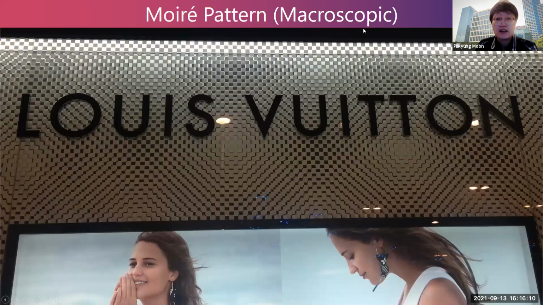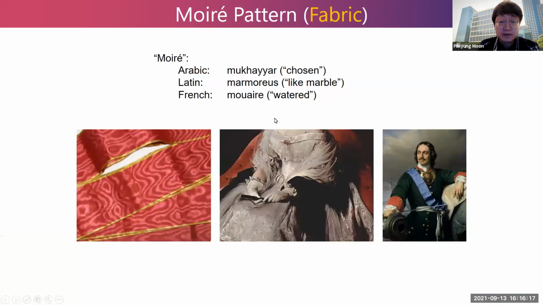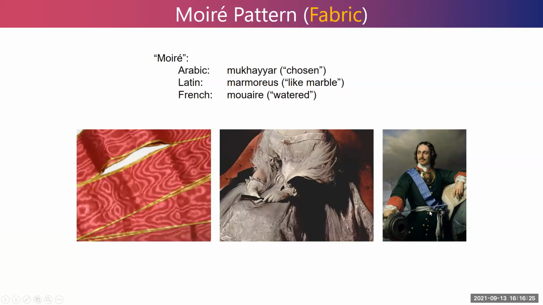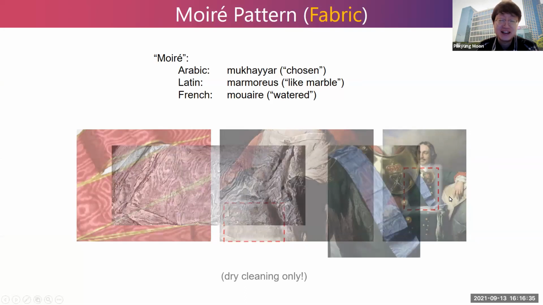The word Moire comes from an Arabic word, but it was later converted to French. It is mostly used in fabric. It looks like a marble or watered pattern. And as you can see from this, even Peter the Great is wearing a sash made from Moire fabric. So it must have been a very trendy item at that time.